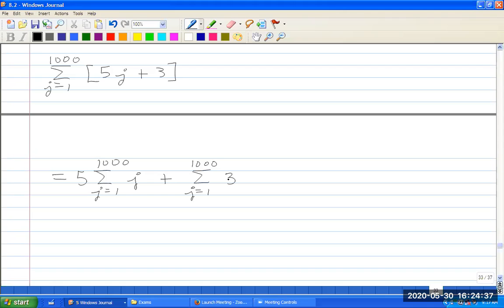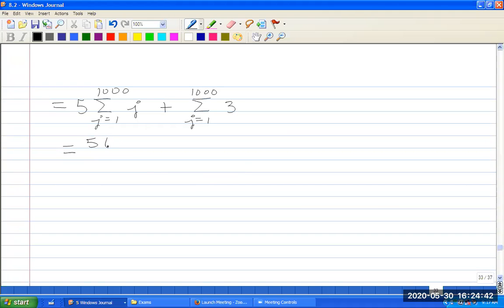So this is equal to 5 times the sum, j equaling 1 to 1,000 of j. Well, just use the fact that the sum up to n is n times n plus 1 all over 2. And the sum, j equal 1 to 1,000 of 3, well, you're just adding 3 plus 3 plus 3, 1,000 times. And so that's just 3 times 1,000, 3,000.